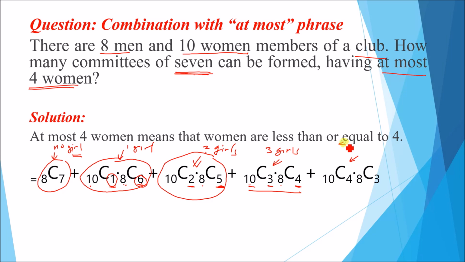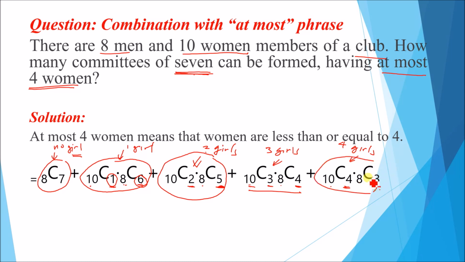And what if 4 yung babae dito, kasi nga at most 4 women, kaya pasok pa rin yan. Kaya kung may 4 na babae dito, ibig sabihin 3 na lang ang boys na kukunin natin para mabuo yung 7 na miyembro ng committee. So 4, manggagaling doon sa 10 women and 3, manggagaling doon sa 8 men.